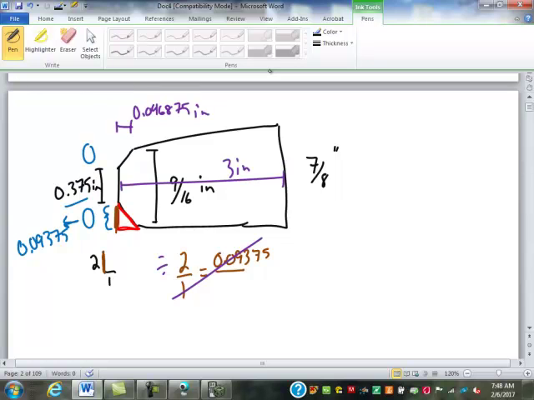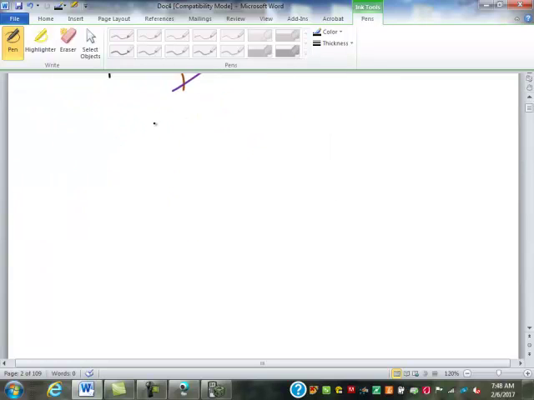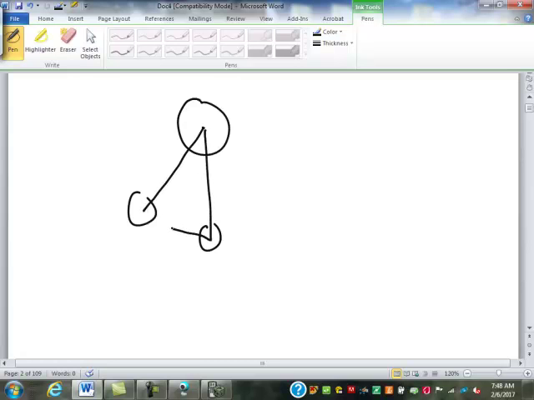Problem 38. Basically, 38 forms a triangle. From here to here is labeled as 3.438. From here to here is labeled as 2.188. And here to here is labeled as 3.250.